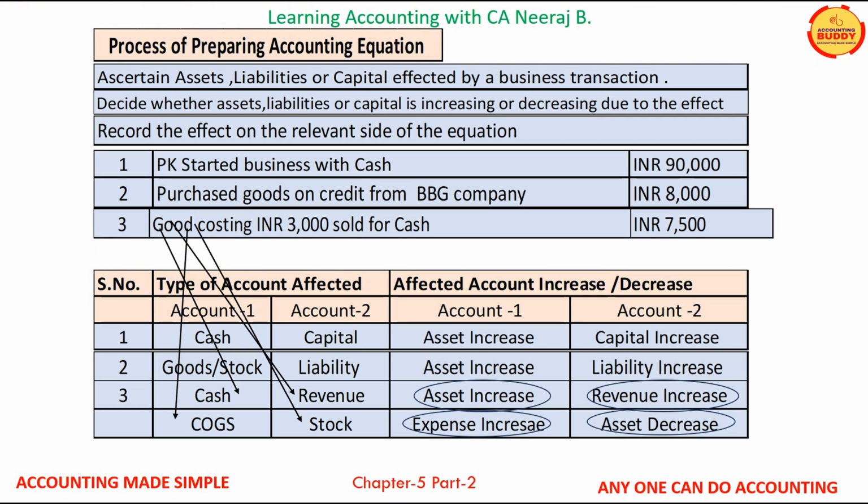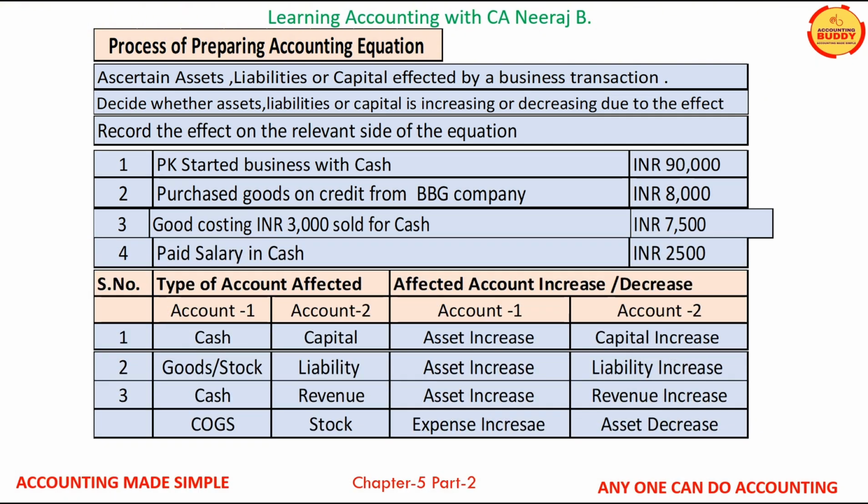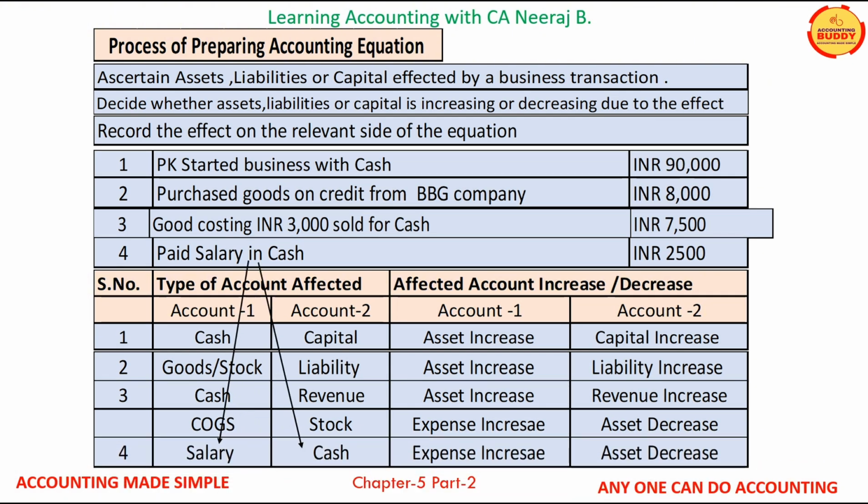Now let us consider salary of INR 2500 paid in cash as our fourth transaction. If we analyze this transaction, the two accounts which are getting affected are salary, which is an expense account, and the cash, which is an asset account. With this transaction, expenses will increase, and since the salary is paid in cash, cash is an asset which will get reduced. If required, please rewind the video to understand this example again. Accounting equation concepts understanding will make a solid foundation for mastering accounting.